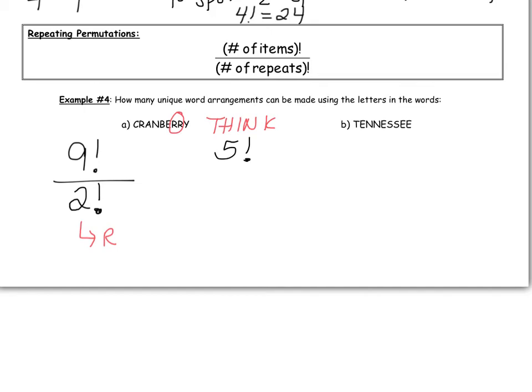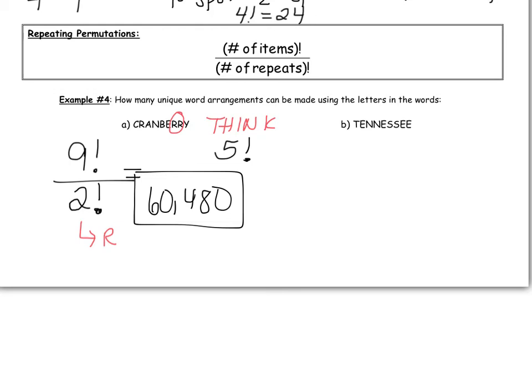But I want to know, if I have repeats, what do I do? So we take the 9 factorial and divide out the repeats. So in the calculator, type in 9 factorial divided by 2 factorial. Remember, the factorial button is in that probability place. And once you do that, your answer should be 60,480. So there are 60,480 different possibilities with the letters of the word cranberry.